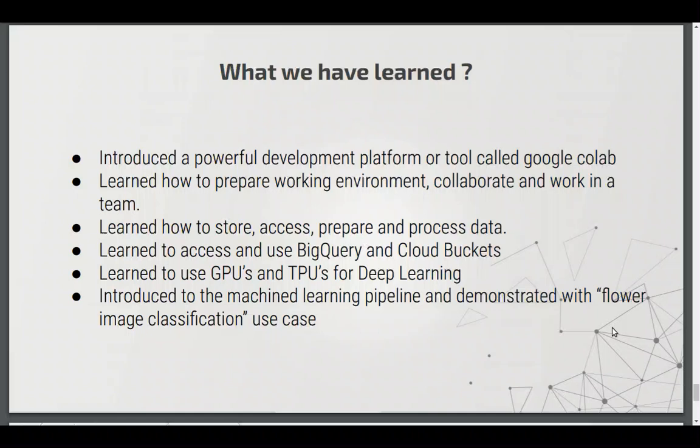And later we learned how to store the data in a GitHub data directory, and how to access data from various sources like Google Cloud, Google Drive, using BigQuery, how to process a large warehouse of data and how to get the result as a data frame. Then we learned how to use BigQuery and Cloud buckets to process the data, and later we learned the power of GPUs and TPUs in deep learning use cases. And finally, we implemented everything that we have learned into a machine learning use case of flower image classification.